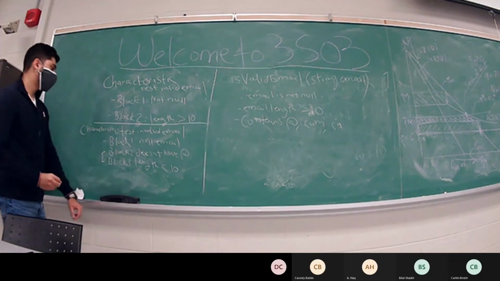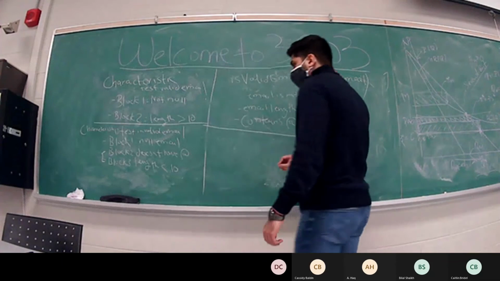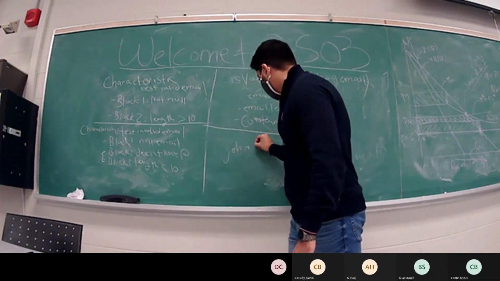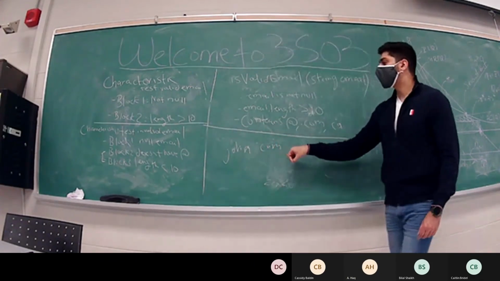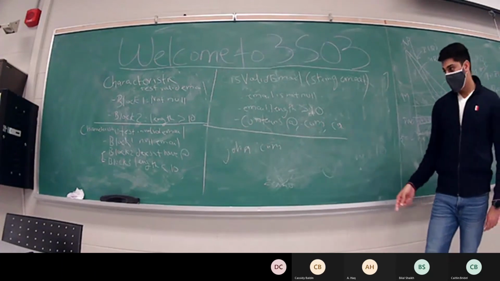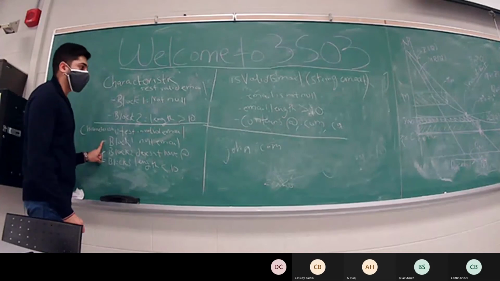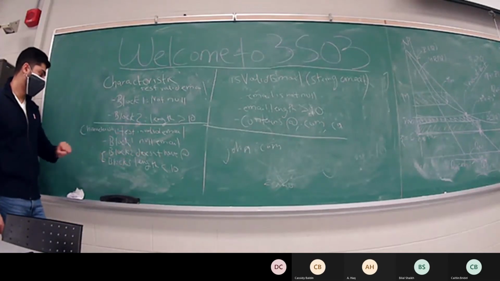These two are not disjoint because you could have something like, let me write this over here, john.com, right? That has length less than 10, and it also doesn't have the @ symbol, so that's not a valid email. These blocks are not disjoint because there is an input that you could pass that exercises more than one block.